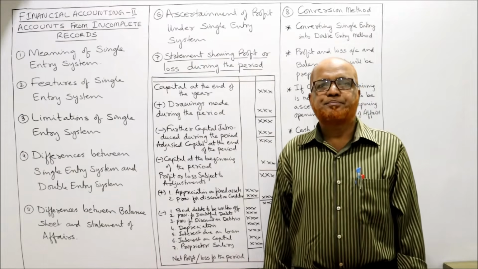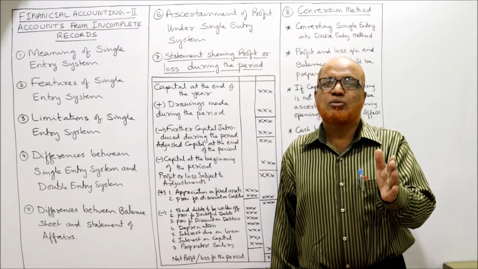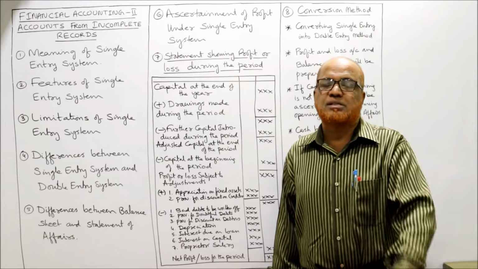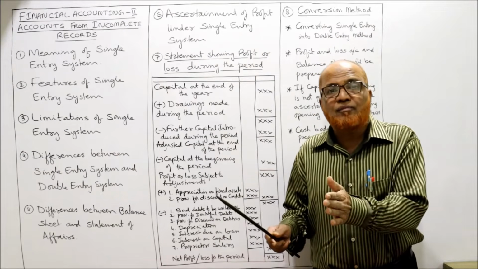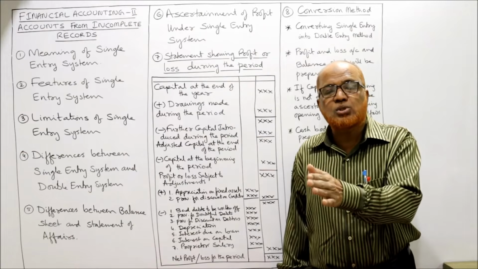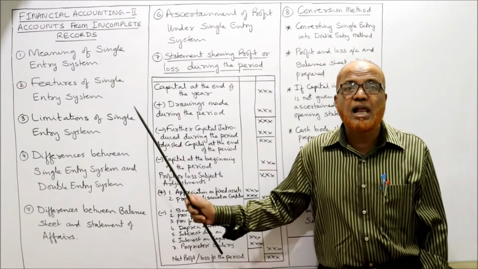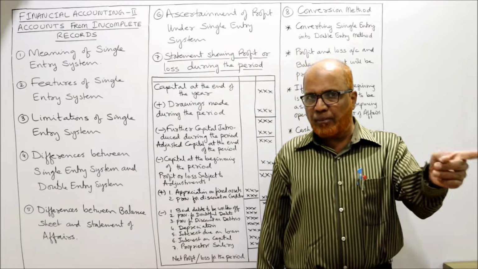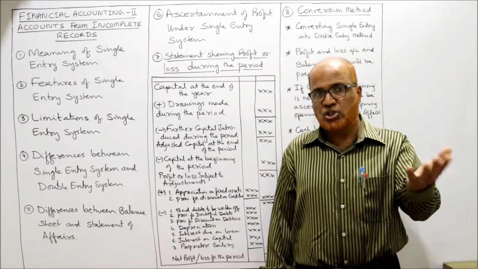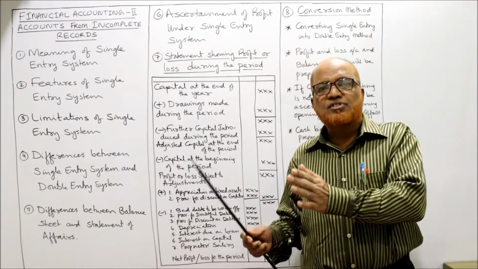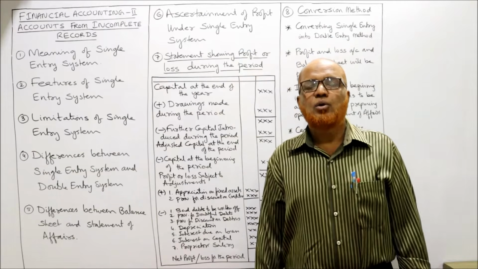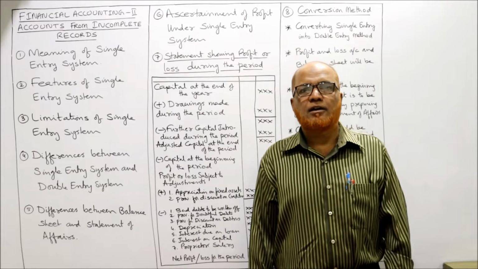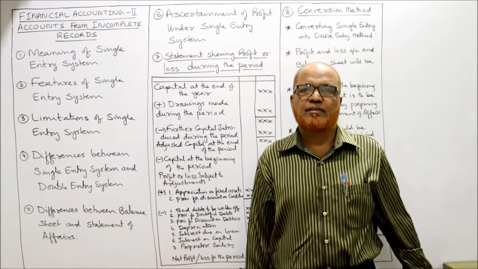Balance sheet is prepared when we follow double entry system of bookkeeping to find out the financial position of the business, whereas statement of affairs will be prepared by those organizations which follow single entry system. The objective of making balance sheet is to find out the financial position of the business, whereas the objective of statement of affairs is to find out the capital. We need capital at the beginning and capital at the end. To find out capital, we make statement of affairs.